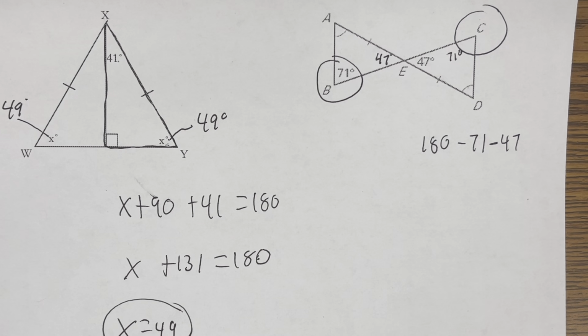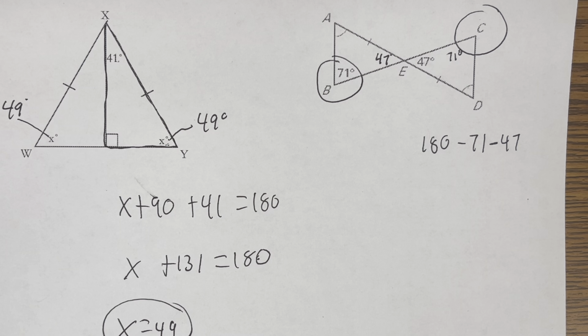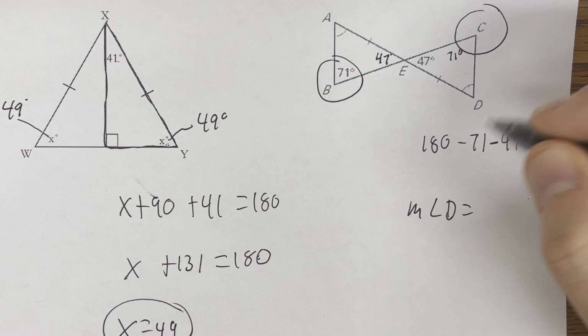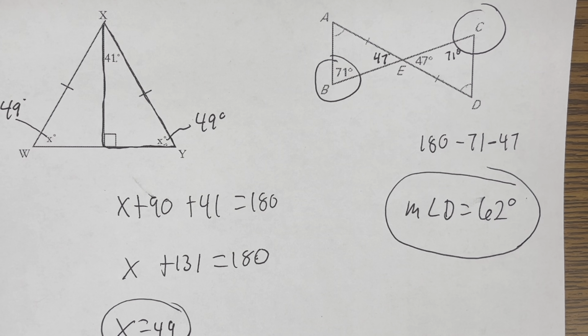So we used that third angle theorem there to figure out that angle C was 71. All right, so 180 minus 71 minus 47 is 62. So the measure of angle D is equal to 62 degrees. We got it. So this was a little bit of a trickier one. You'll see a few of them as well.